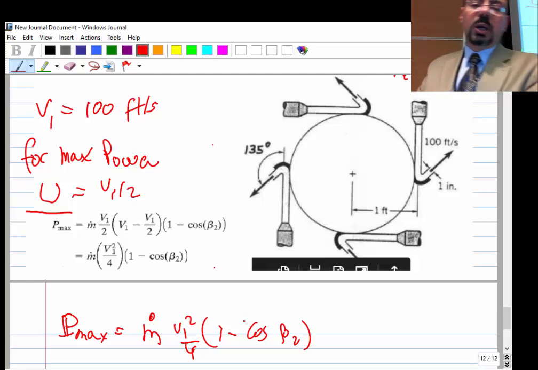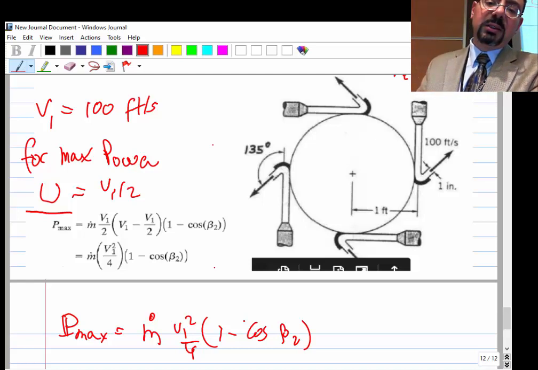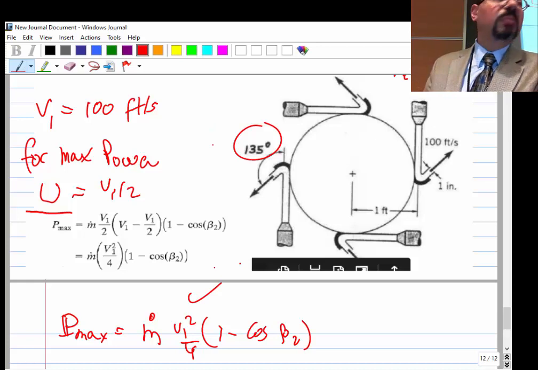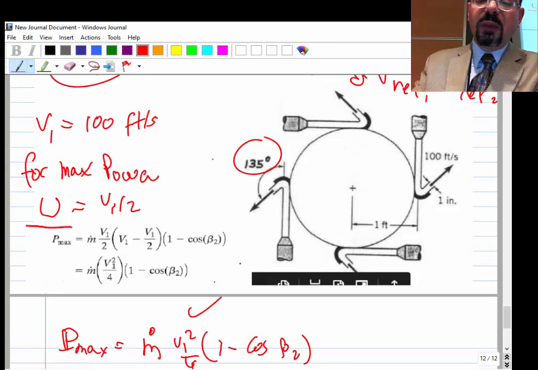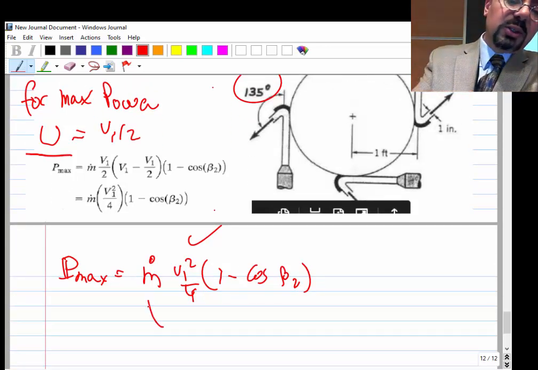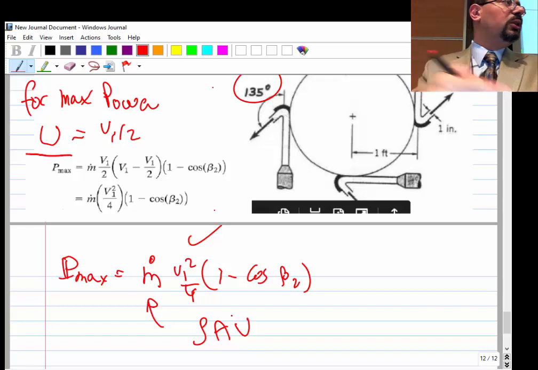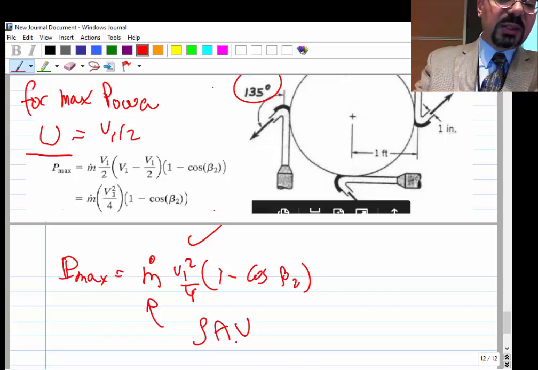So what's beta 2? Did he do 180? He didn't. He did 135. So we'll use 135. And we got our V1. So we just need the m dot, and we will be done. What's the m dot? Rho AV. Always m dot is rho AV. Last year I think what they were confused about is whether it's 1 jet or 4 jets. We need to do it for 4. So if this was the area of 1 jet, area jet, then you multiply by 4 jets, right?